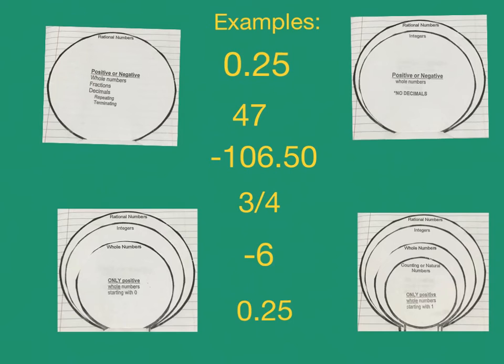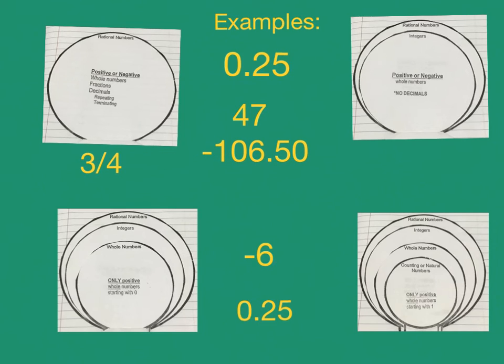Okay, negative 106.50. If I start over here with the biggest category, this one fits every single number. They can be positive, negative, whole numbers, fractions, or decimals. This one is a decimal and it is negative, so that's okay. When you move to integers, it says it could be positive or negative, so that part's okay, but it says no decimals. So negative 106.50 is only a rational number.